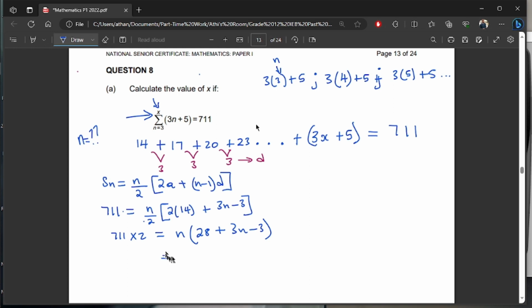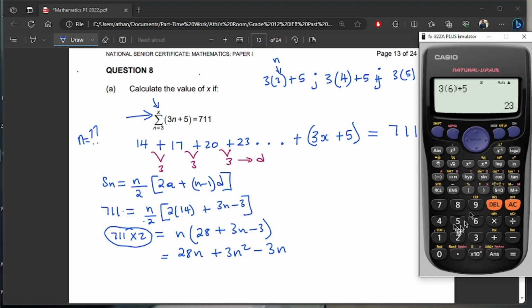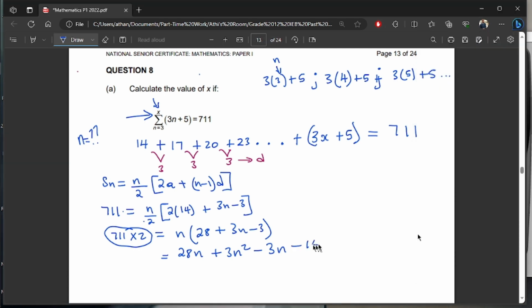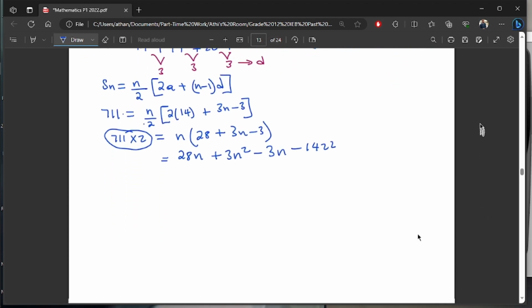Now if you look closely, this is going to be 28n plus 3n squared minus 3n. I'm going to bring this to the right hand side. Firstly, let's do it on a calculator. 711 times 2 is 1422, but when I bring it to this side, it's going to be minus 1422. Let me now write this in standard form.